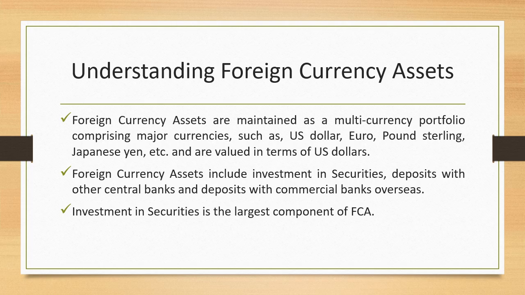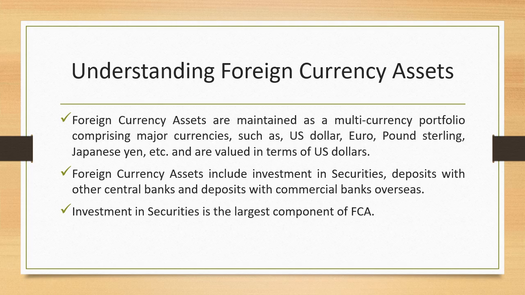So rather than keeping cash as a reserve, it makes sense to invest in these securities, because securities provide you a return in form of periodic coupon payments that they give. And in the current scenario, you will all know that interest rates on government securities across the world has gone up significantly. So foreign currency assets that you have, they are kept in form of securities, deposits with other central banks, and deposits with commercial banks overseas. So this is how it is kind of split or bifurcated.